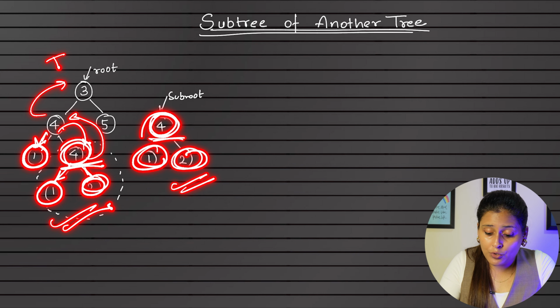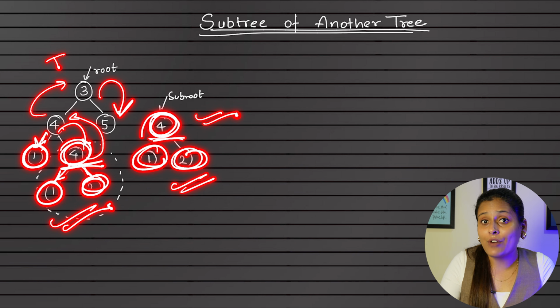Now, do you think we should go to the right side to check the subroot when we have already found this subroot in our left part?